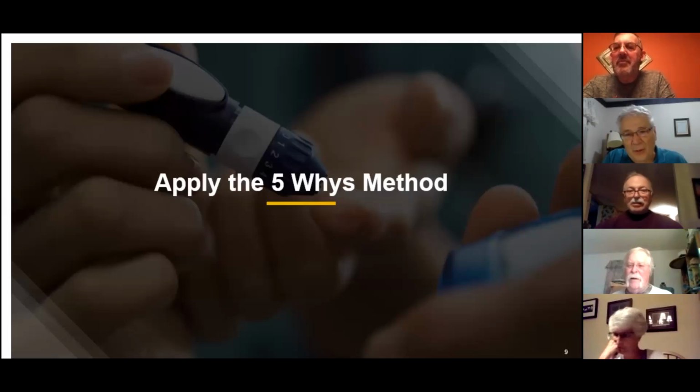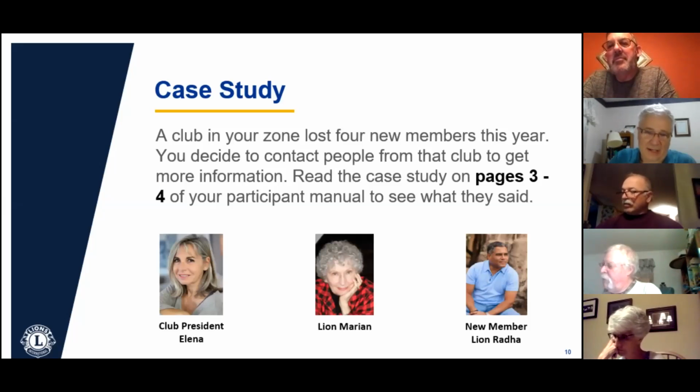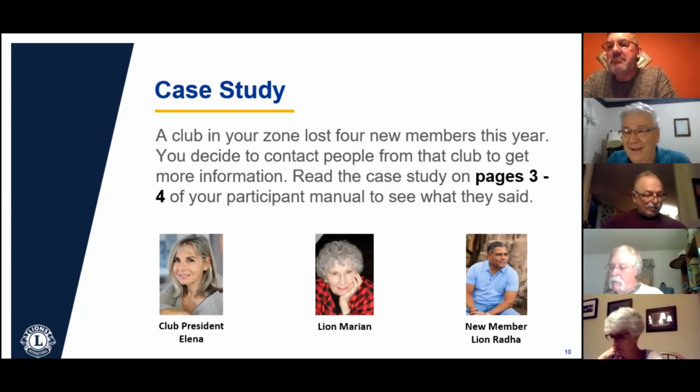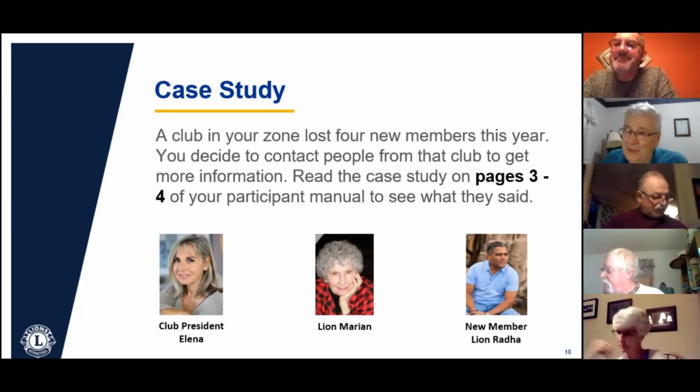So we've defined the whys. Now we're going to apply the 5 whys. And what we're going to do is we have a case study here. Does everybody have a copy of the case study? In whatever manual you may have, do you have a copy of the case study? If you have the participant's manual, it's on page 3. If it's the instructor's manual, it's 13.